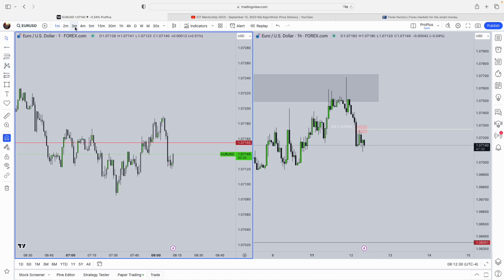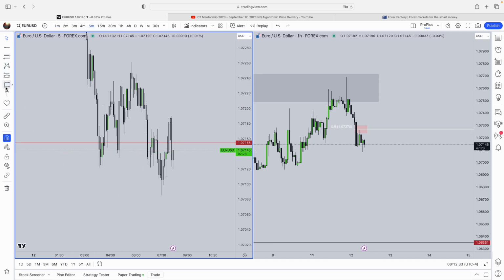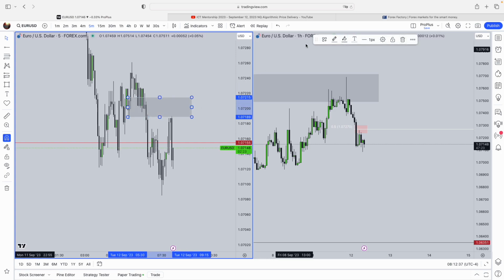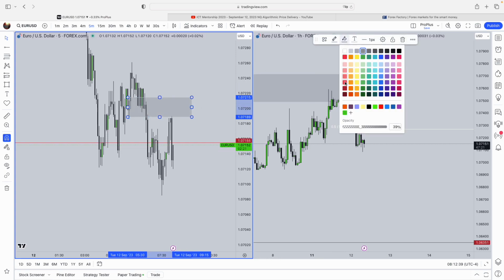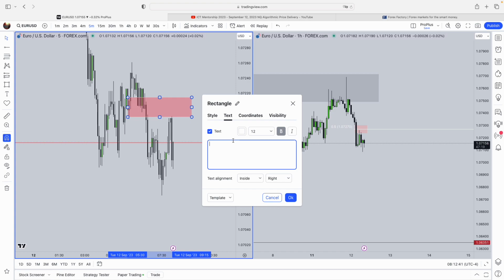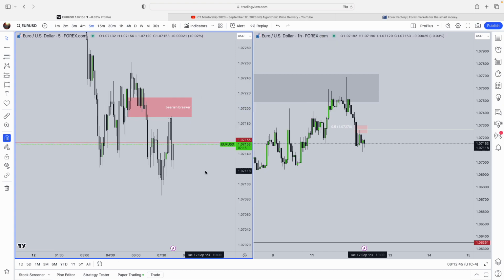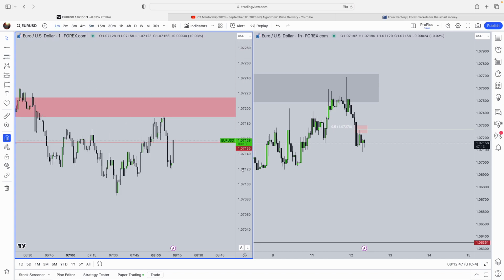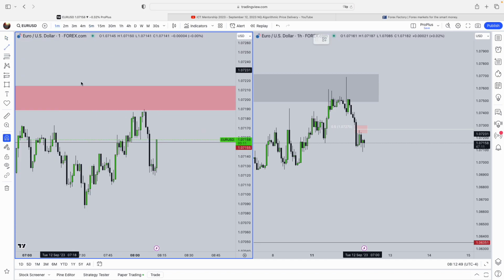But yeah, let's go 5 minutes quickly. That candle there, bearish breaker. Let's go to the 1 minute. One more bearish breaker, which is here. And there's also that inefficiency.